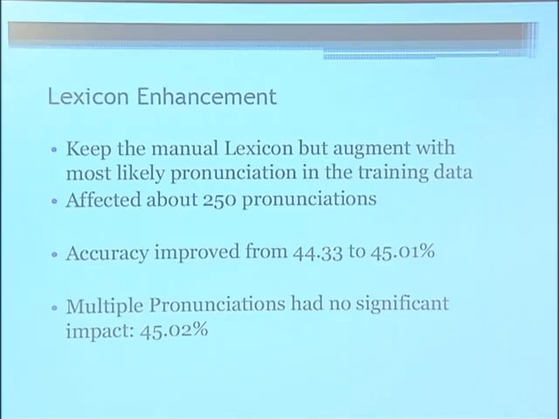Our baseline was 44.3 something, which improved to 45 if we use this method, using the whole lexicon that we have, but just augment a few more pronunciations. Now, if we introduce the concept of multiple pronunciations for the new pronunciations we added with pronunciation probabilities and all that, that had a very little impact, just increasing it by another 0.01 to 45.02.